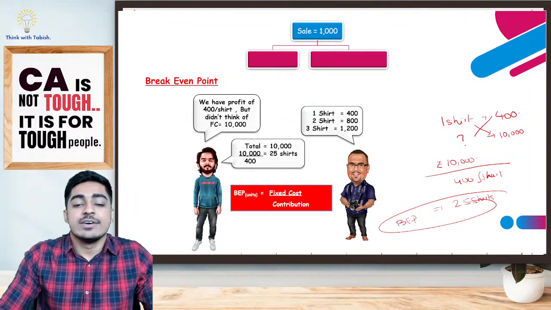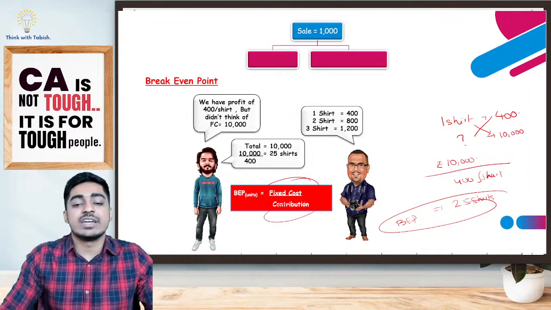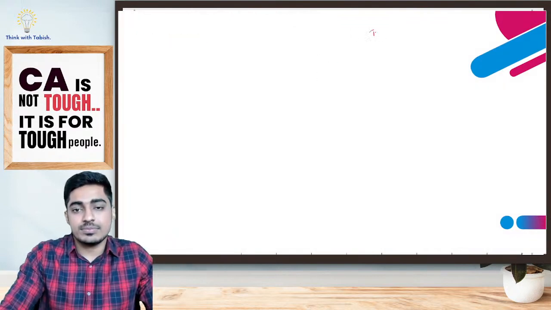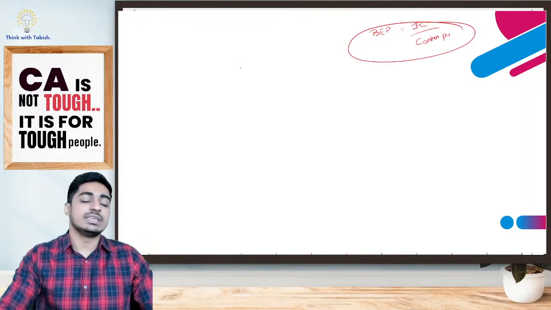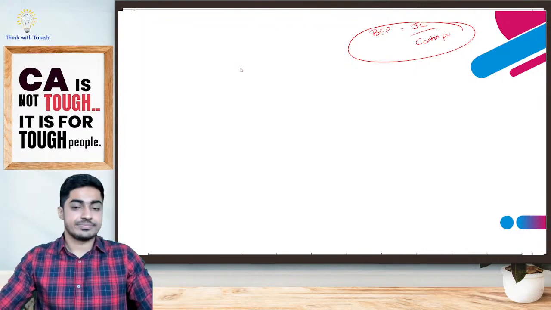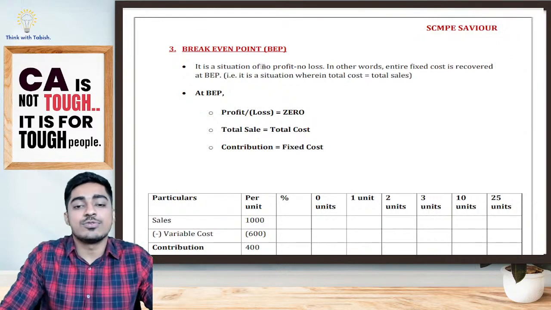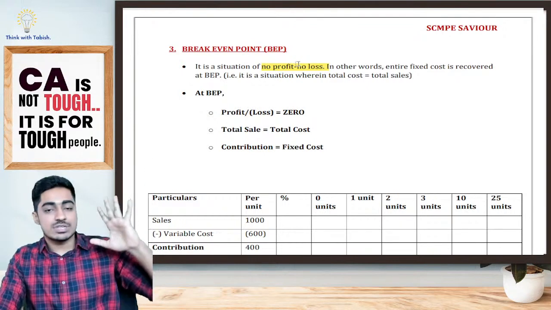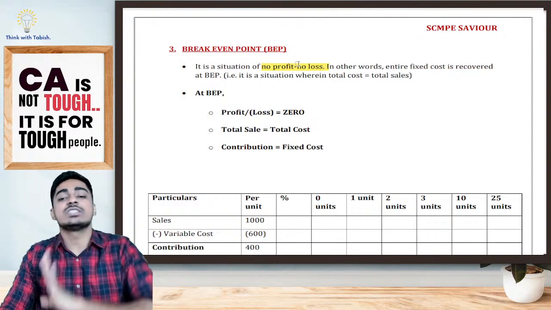So how do we get it? Break-even point in terms of units is fixed cost divided by contribution per unit. Is it clear, students? What is break-even point? It is a situation of no profit, no loss. We have told, forget profit. We have begun our business. We have paid 10,000. At least I want to absorb that 10,000. I want to recover that 10,000. So how many shirts should I sell?